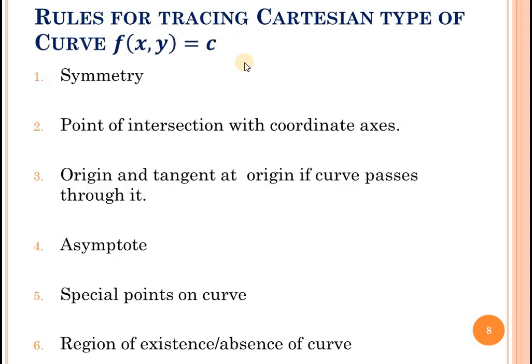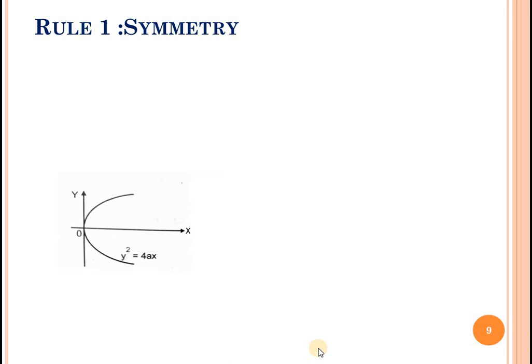So there are 6 main points we discuss. First one is symmetry. Second is point of intersection with coordinate axis. Third one, origin and tangent at origin if it exists, and tangent at other points. Fourth one, asymptote. Fifth one, special point on the curve. And sixth one, region of existence or upset. Now we go one by one.